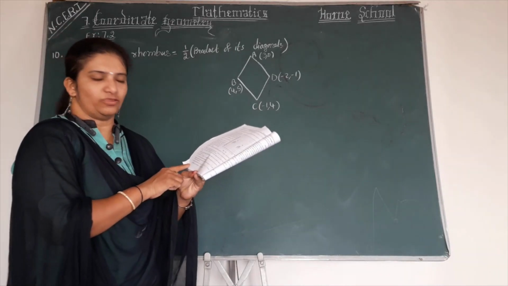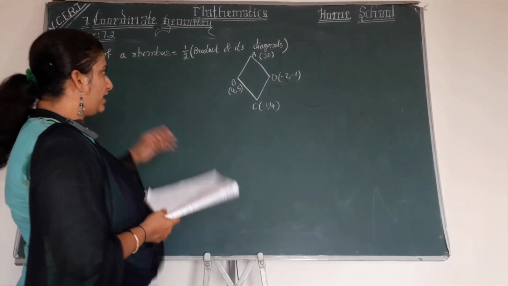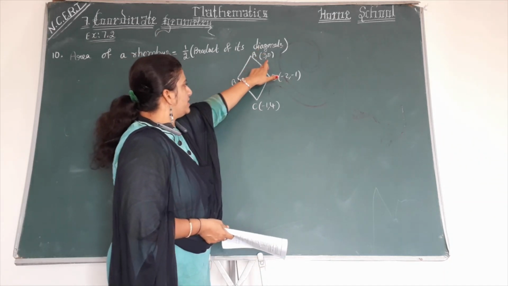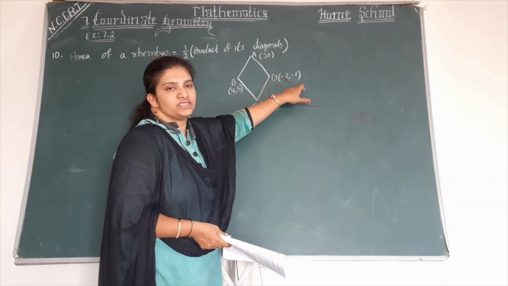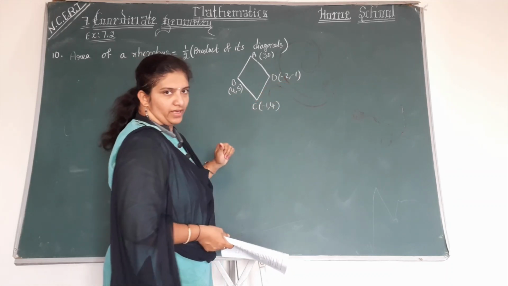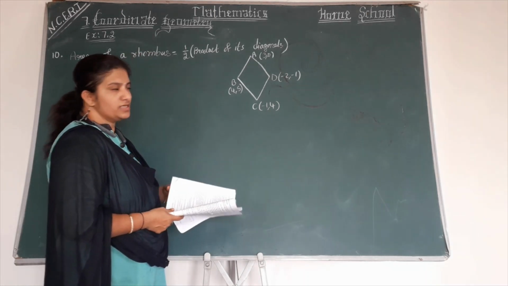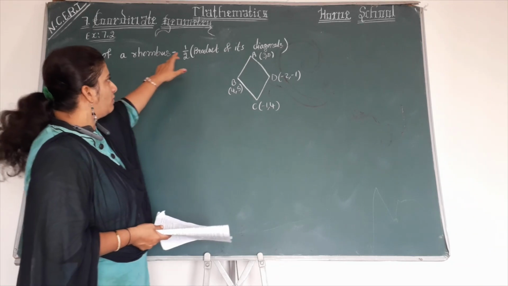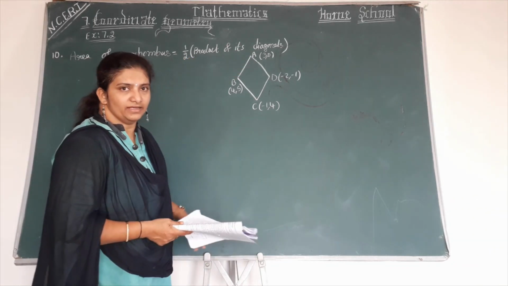Okay, children, 10th one. Find the area of a rhombus if its vertices are given. What are the vertices given here? 3, 0, 4, 5, minus 1, 4, minus 2, minus 1. Okay. How do you find the area of a rhombus? They have given us a hint. Area of a rhombus is equal to half of product of its diagonals.